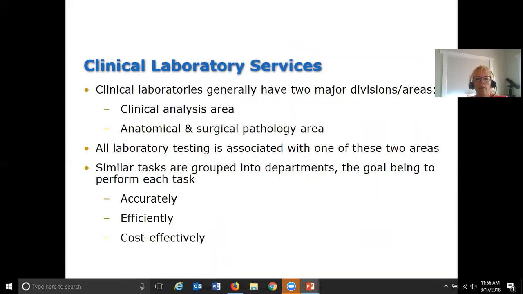Usually in the clinical lab, there's two major divisions or areas. There's a clinical analysis area where all the specimens are run, so the blood and the urine, the stool, and other specimens. And there's also the anatomical and surgical pathology area, where when people have surgery, anything that they take out, any tissue, any lesions, any moles, any organs are reviewed, in addition to cells and other specimens like that. All laboratory testing, of course, is associated with one of these two areas.